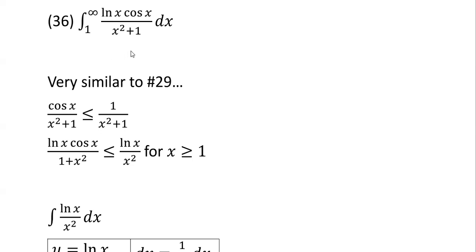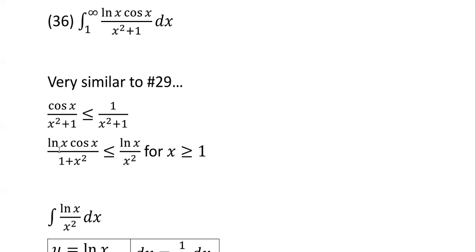But let's go through the comparison. We know that cosine of x, the range is between -1 and 1. So let's just start with x squared over x squared plus 1. So no ln x, not yet. We're starting here. This is less than or equal to 1 over x squared plus 1. As I just explained, the range of cosine is upper bounded by 1.